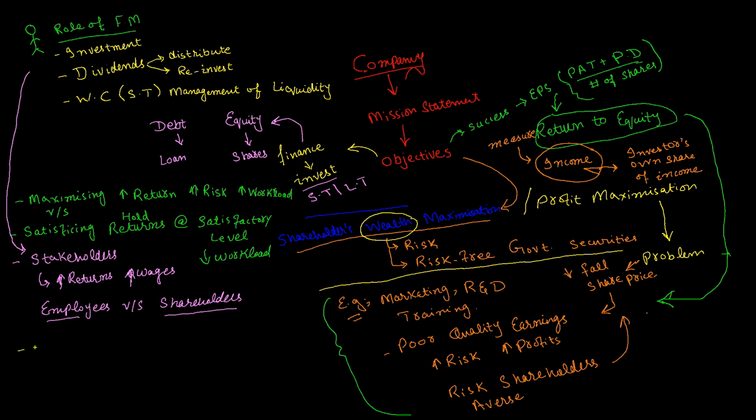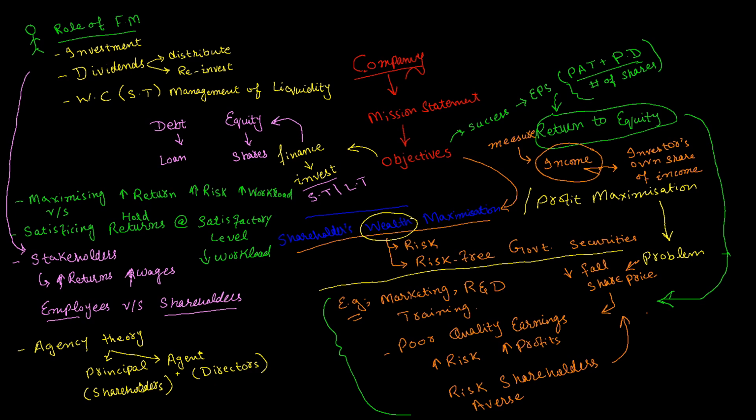Now we have another concept of agency theory. In agency theory, we have two parties. One is the principal and the other party is the agent. For example, the principal can be the shareholders of the company and agents can be directors of the company. Now, it is a relationship where one party, the principal, in this case shareholders, employs the other party, for example the agent, the directors, to act and perform tasks on their behalf.